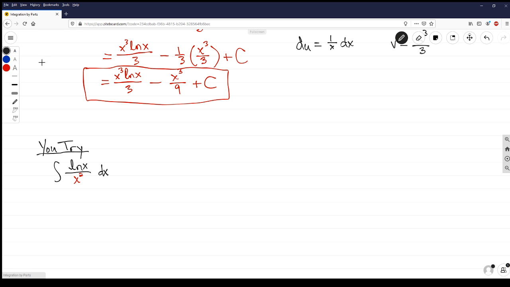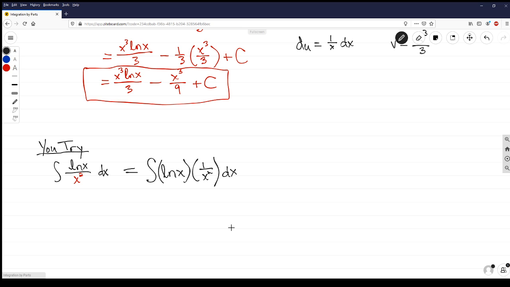Now, remember, it might be handy to remember that you can write this as the natural log of x times 1 over x squared times dx.